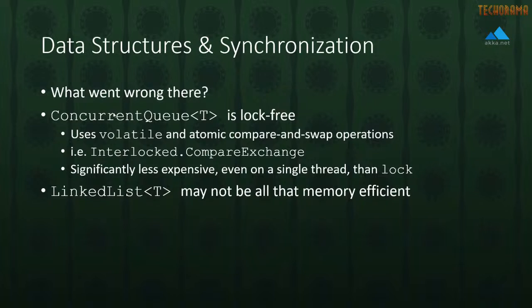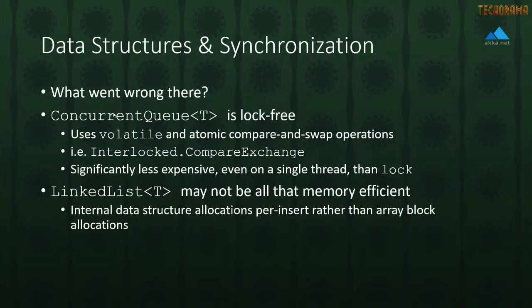Here is the other downside that we found, which is that our assumption about the linked list being more memory efficient turned out to be deeply flawed. The reason is that concurrent queues only allocate data structures when the requested queue size is bigger than the current queue size. It'll essentially double the size of its internal array each time it does that, and then it will copy the values over. That's how it used to work.